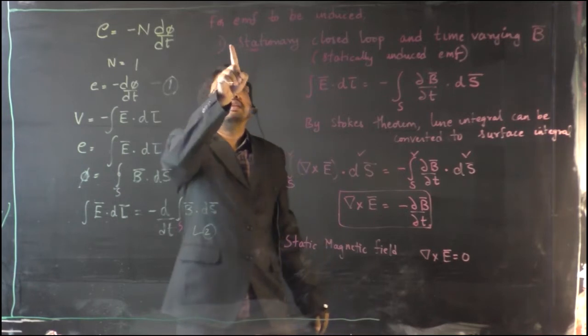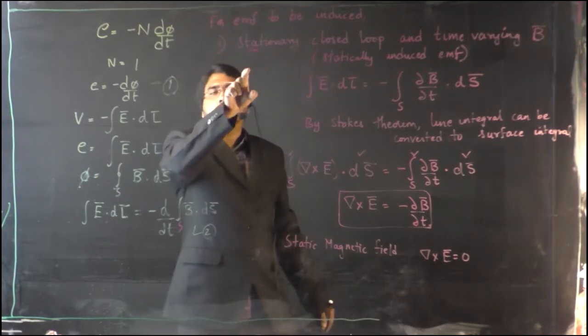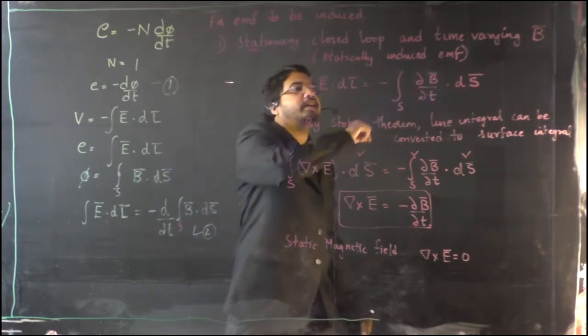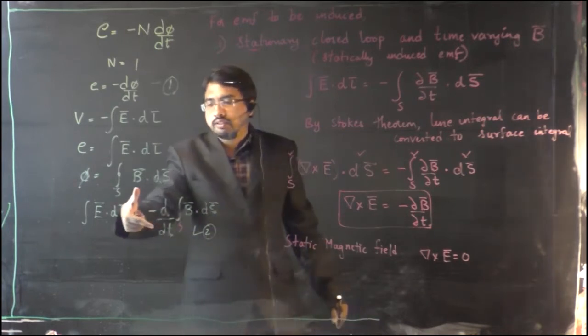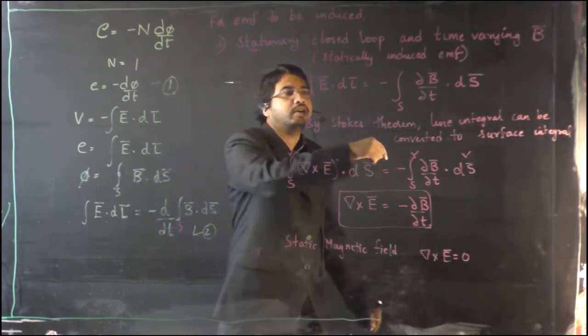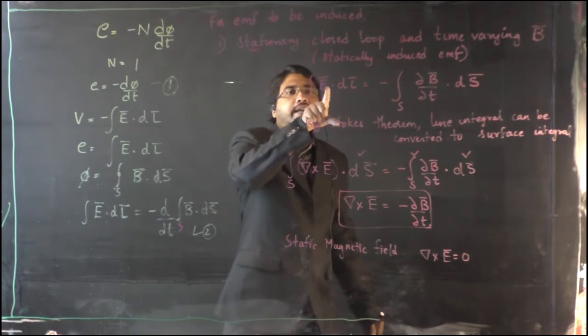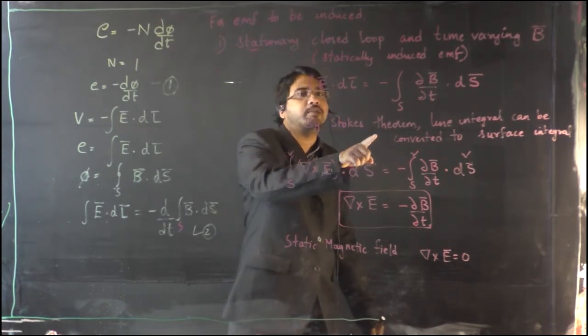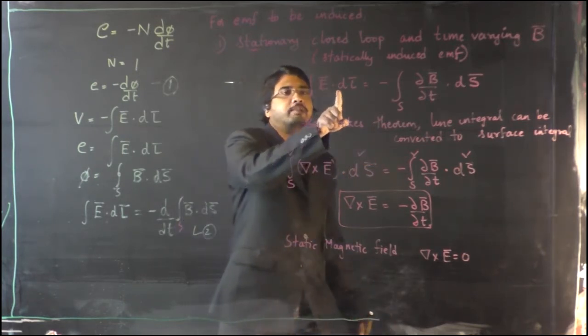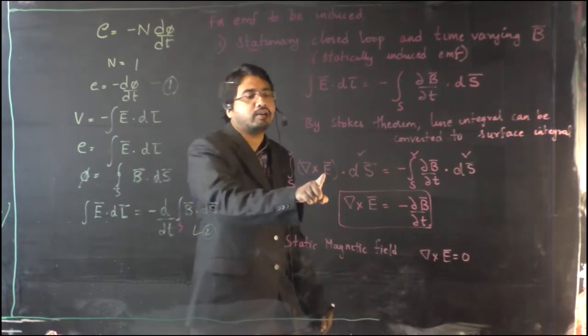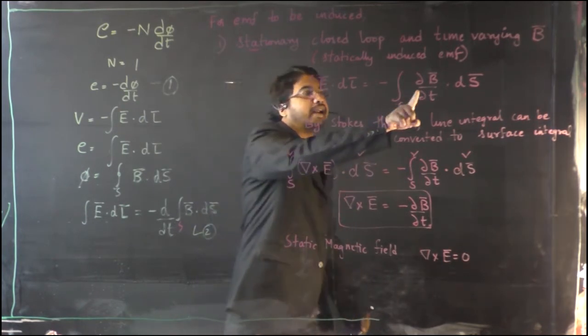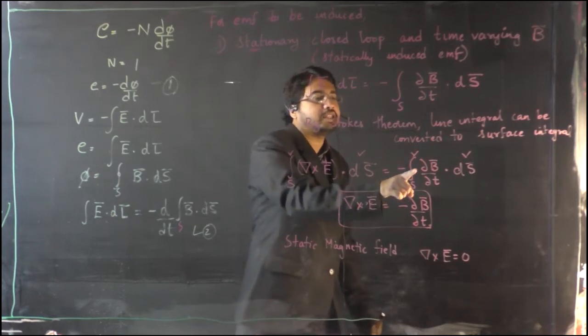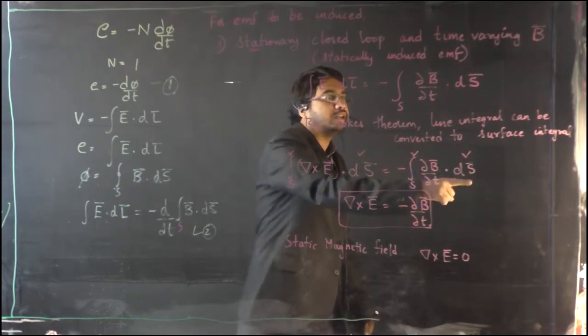We are considering the closed loop or conductor is stationary and the magnetic field is varying. Then by using this mathematical form of Faraday's law, I am converting the line integral to a surface integral using Stokes theorem. So E bar dot dl bar can be written as del cross E bar dot ds bar, and on the right hand side you will have minus surface integral of dou B bar by dou t dot ds bar.